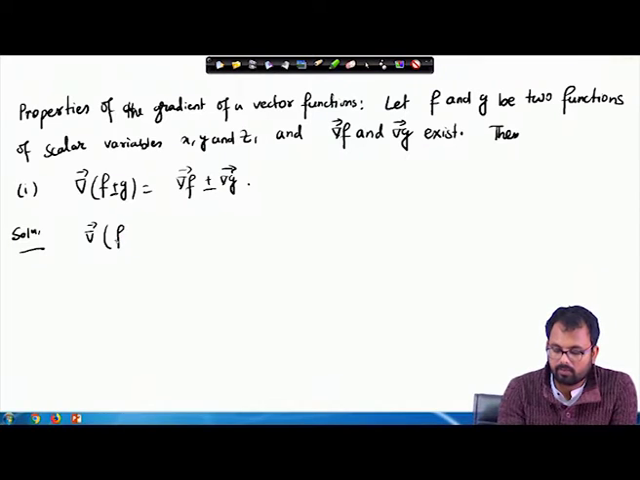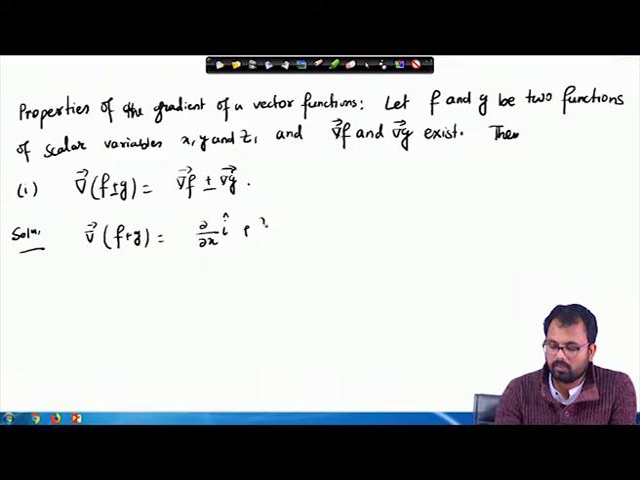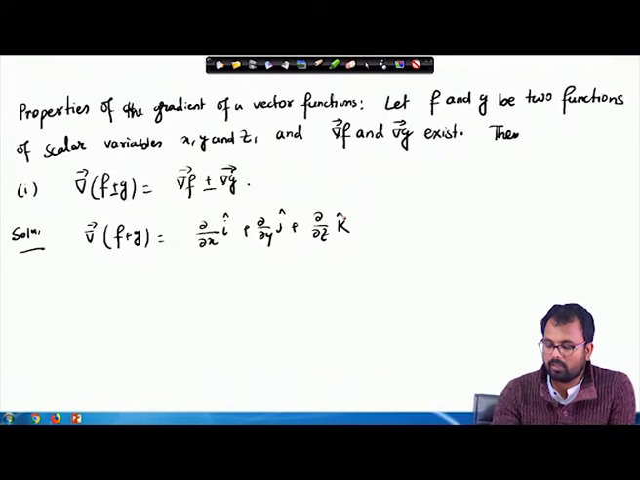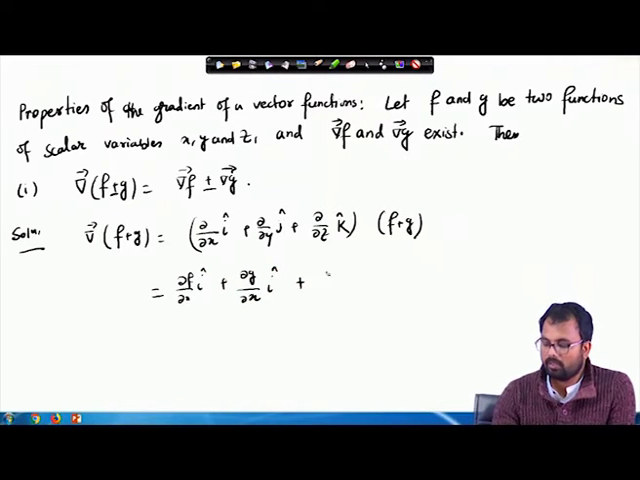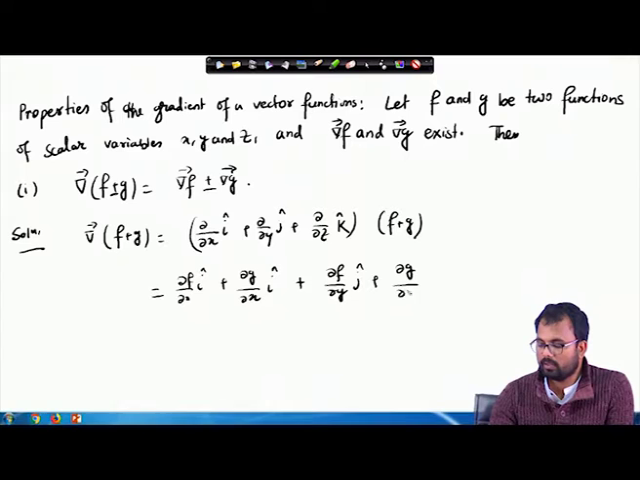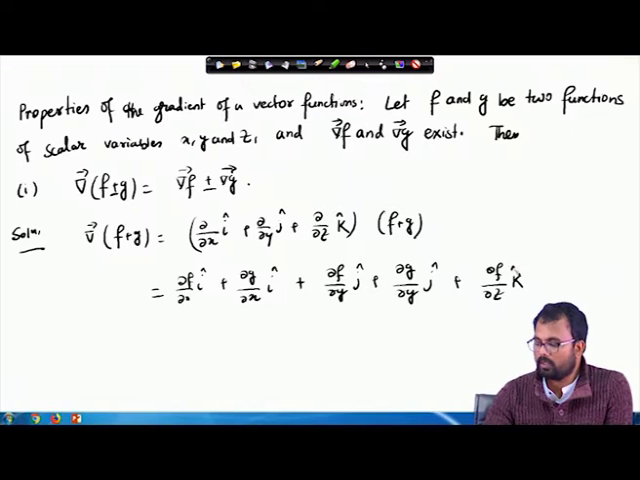So, gradient of (f plus g) is equal to (del/del x times i plus del/del y times j plus del/del z times k) applied to (f plus g). So, this would be del f/del x times i plus del g/del x times i, plus del f/del y times j plus del g/del y times j, plus del f/del z times k plus del g/del z times k.